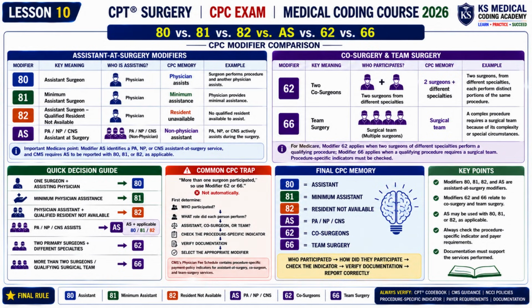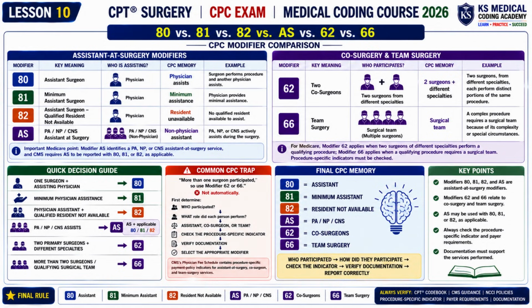One important Medicare point. Modifier AS identifies qualifying non-physician assistant at surgery services, and CMS requires us to be reported with the applicable assistant modifier when required. For CPC preparation, don't simply memorize the numbers. Understand who participated and how they participated.